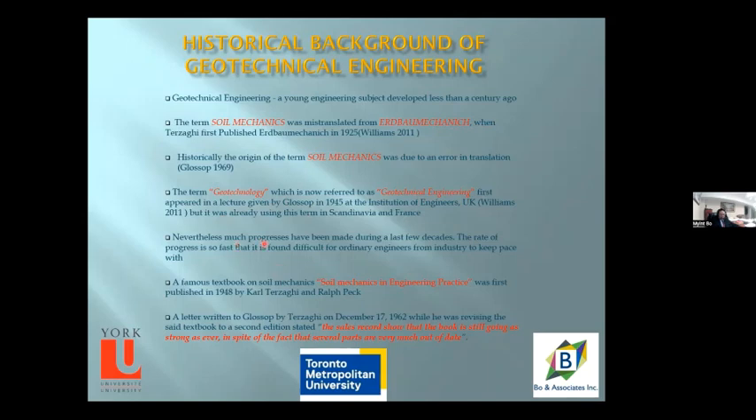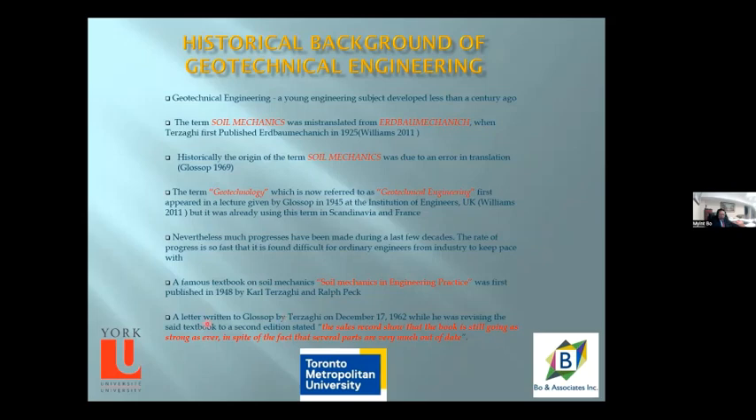Nevertheless, much progress has been made during the last few decades. The rate of progress is so fast that it is difficult for ordinary engineers in the industry to keep pace. A famous textbook we use in school on soil mechanics, entitled Soil Mechanics in Engineering Practice, was first published in 1948 by Terzaghi and Peck.